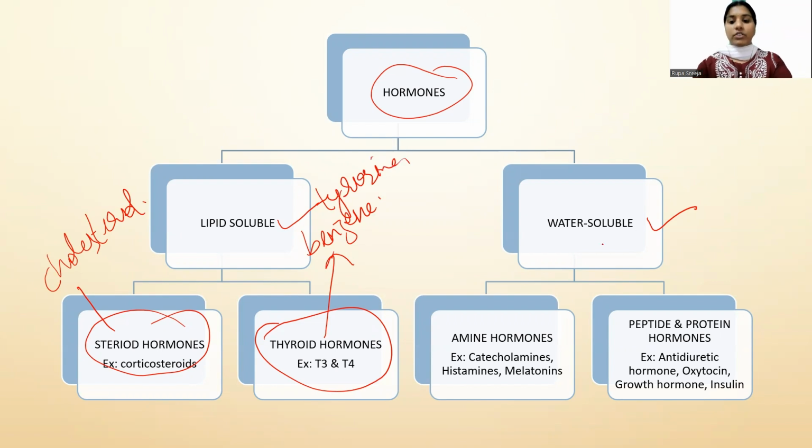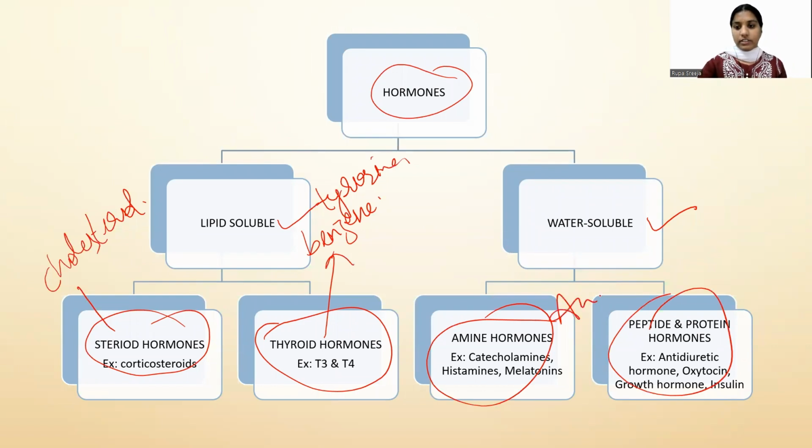Water soluble hormones are amine hormones and peptide hormones. These are made from amino acids.